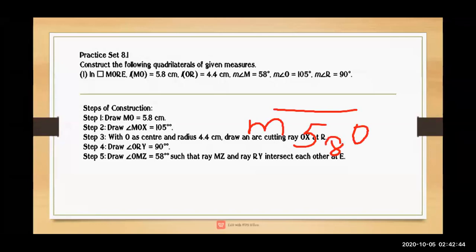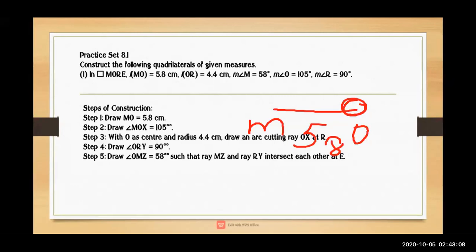Then they told us to draw angle MOX. MOX must be 105 degrees. That means here at O you have to keep a protractor, and it must be at 105 degrees. Why should it be 105 degrees? Because it is already given in the question.